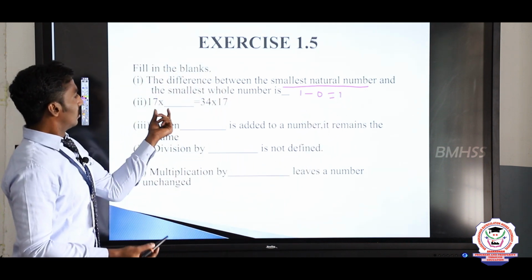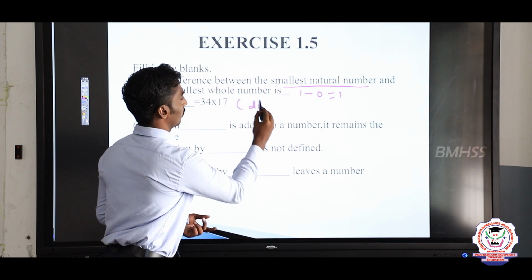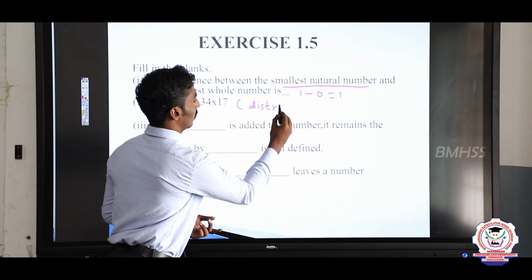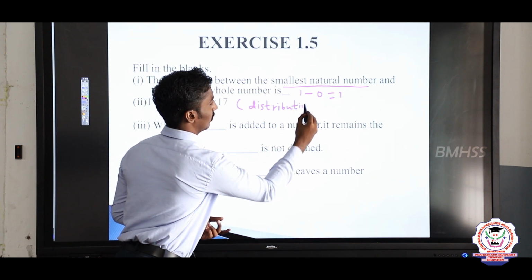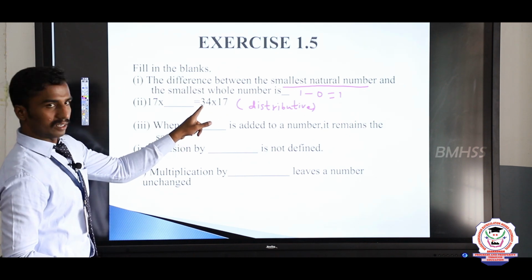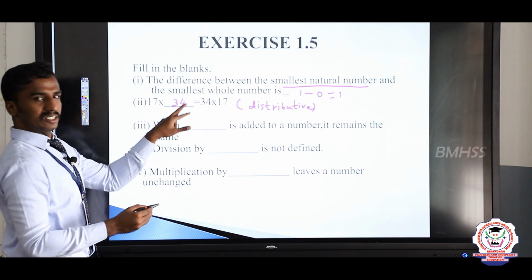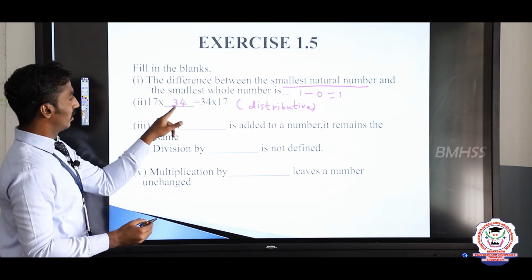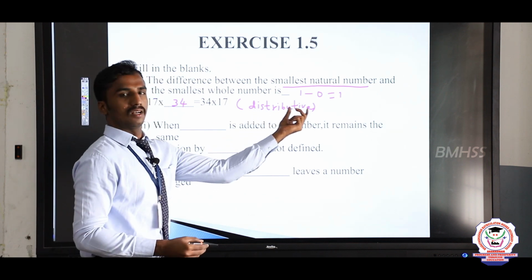Next one. This is the property of commutativity. Here 17, here 34. Interchange these two numbers in multiplication: 17 into 34 equal to 34 into 17 only. This is the commutative property.